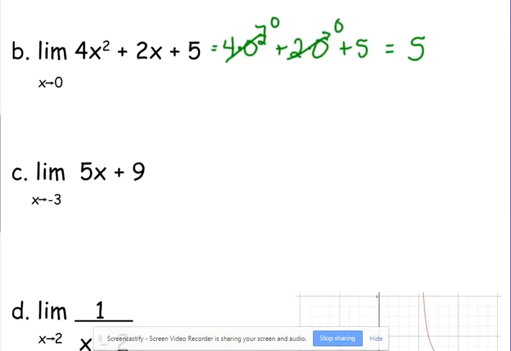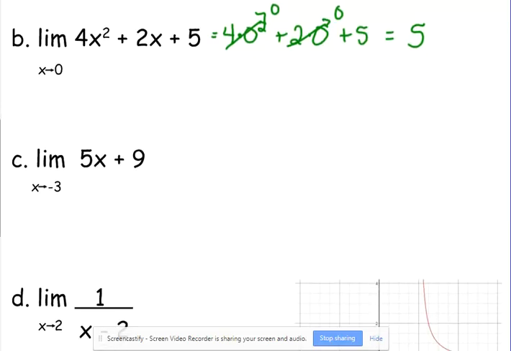Okay, let's look at an example as we're approaching a negative value. The limit as x approaches negative 3 of 5x plus 9. So let's plug in negative 3 into our function here. 5x plus 9 is a linear function, so it's a continuous function. So we can just plug it in. 5 times negative 3 plus 9. 5 times negative 3 is negative 15. Negative 15 plus 9 is negative 6. Negative 6 is our answer there.